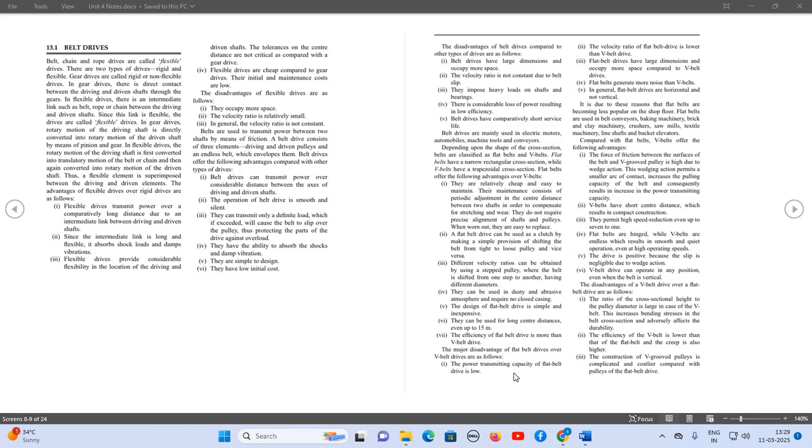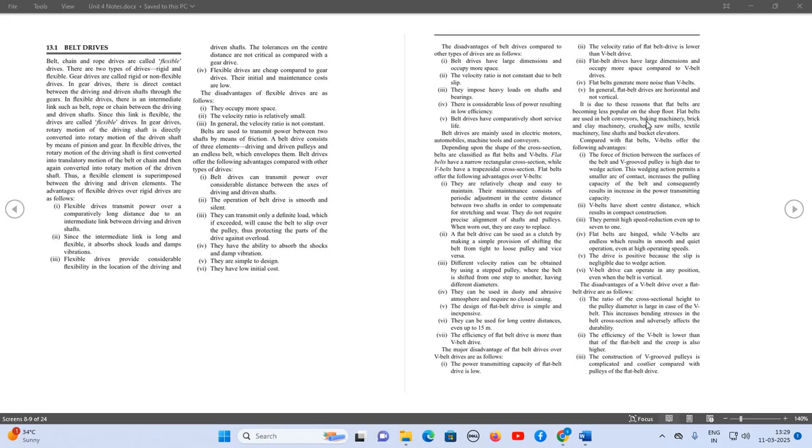but they have some disadvantages, like low power transmitting capacity. If you compare the V belt with the flat belt, this is the main characteristic on which belt drives are classified, that is power transmitting capacity. V belts offer more power transmitting capacity than the flat belt. The velocity ratio of flat belt drive is lower than V belt drive. Flat belt drives have large dimensions and occupy more space compared to the V belt drives. Due to these reasons flat belts are becoming less popular on the shop floor.